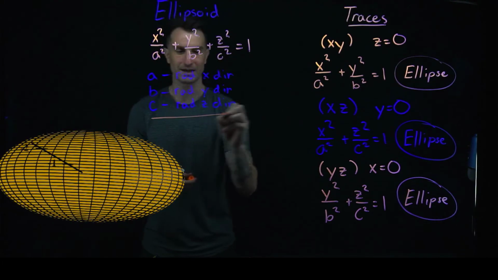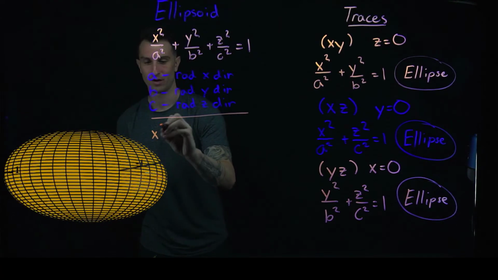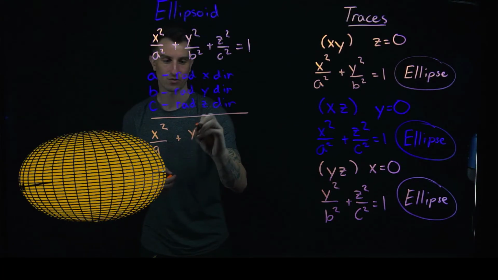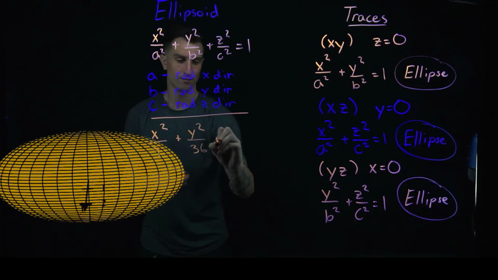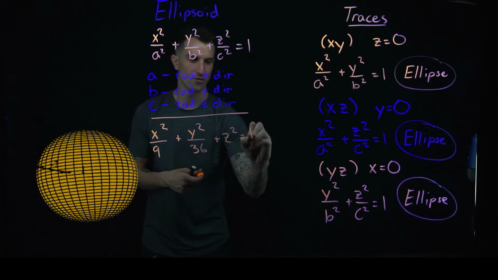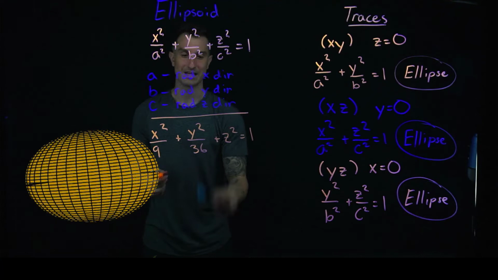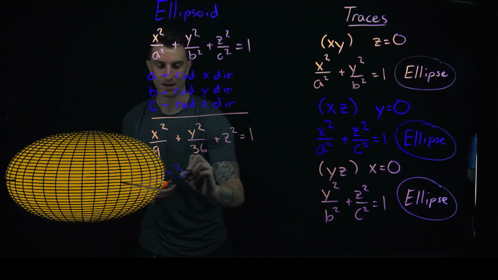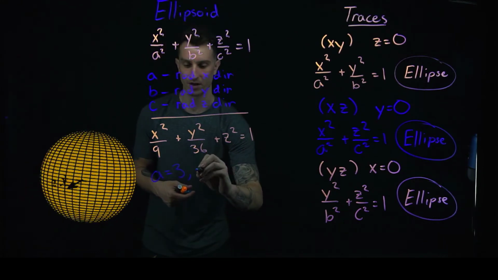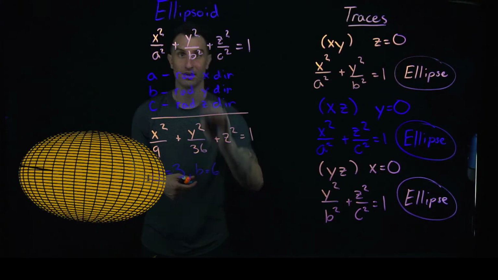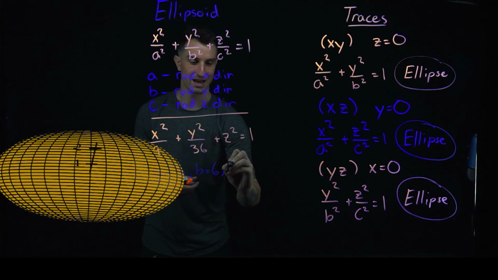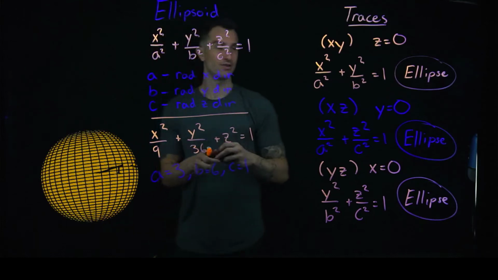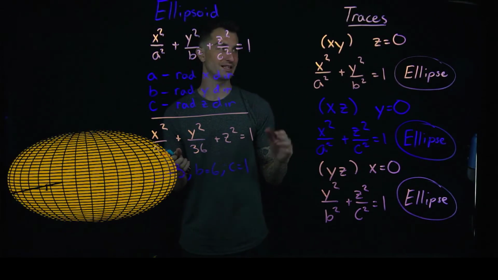We'll do one quick example. Let's say we have x squared over 9, plus y squared over 36, plus z squared is equal to 1. Really the only thing we need to identify here are the radii in each direction. So in this case, a is equal to 3, the radius in the x direction, b is equal to 6, the radius in the y direction, and c is equal to 1, the radius in the z direction. So easy enough.